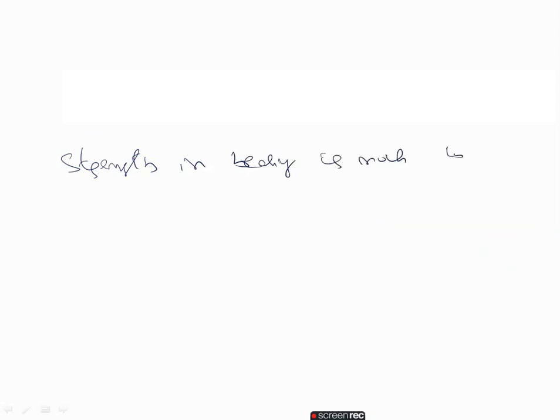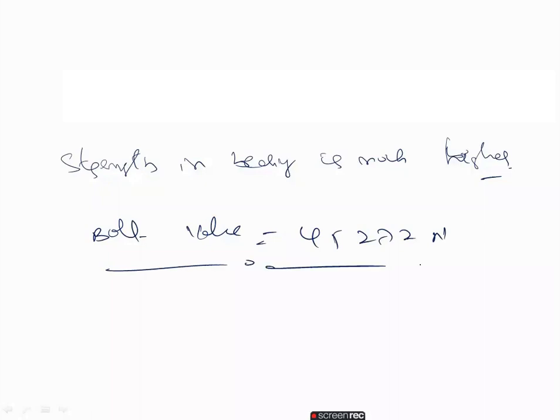And strength in bearing is much higher. That's why I have no need of calculating this one. Why? Because always we are getting the strength of the bearing on the higher side only. So we have to take the least value of bolt value. So the bolt value is nothing but 45,272 newtons. So this is the bolt value.